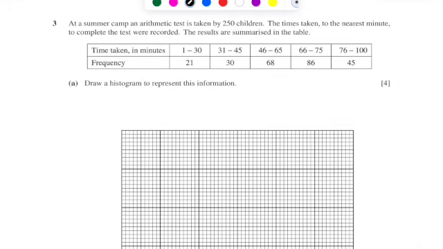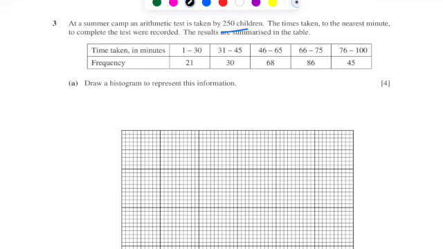Question number 3 is a graph related question, and that too a histogram. So remember, for a histogram we need to draw it out. What are we going to draw? The frequency density. Remember, it should be drawn with a frequency density. At a summer camp, an arithmetic test is taken by 250 children. The times taken, to the nearest minute, are given over here. Then find the histogram.